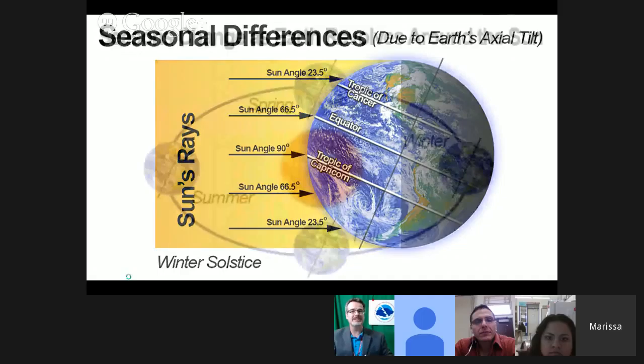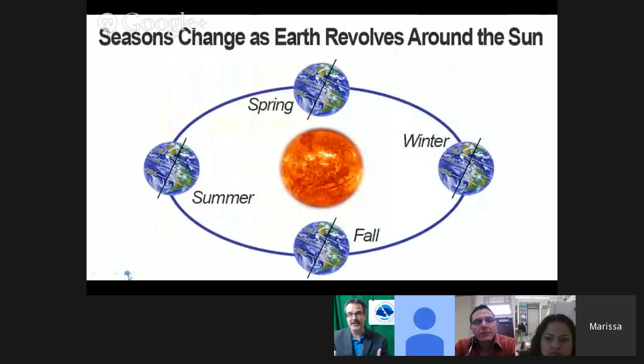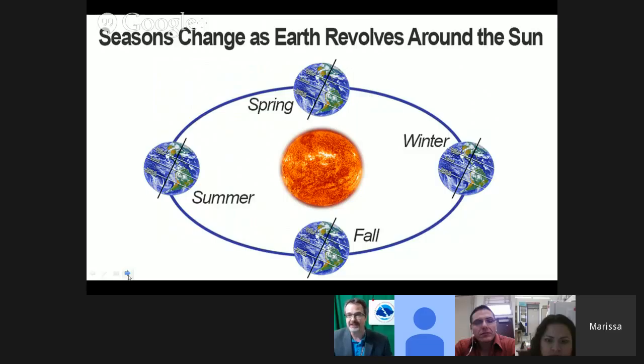Because the Earth is always tilted in the same direction on its axis, you have to remember the Earth actually has two types of motions. One motion is called rotation. It rotates on its axis, and it takes about 24 hours to rotate all the way around on its axis. That's day and night. That creates uneven heating if you think about it. The other thing that it does is it revolves, and the Earth literally revolves around the sun.